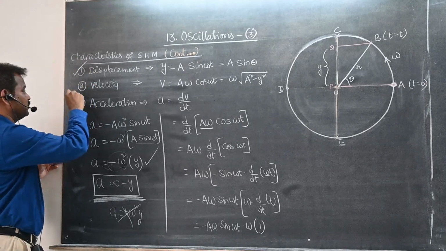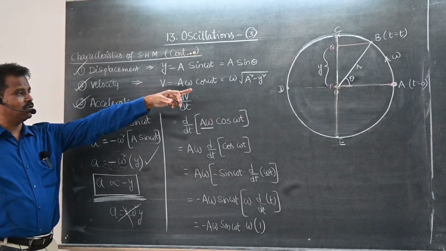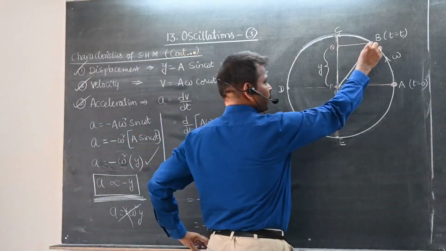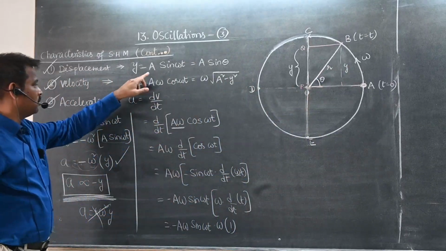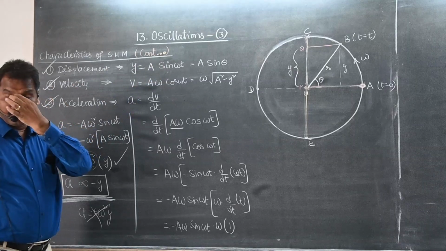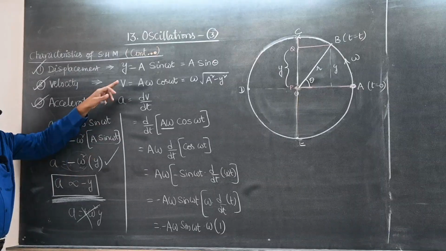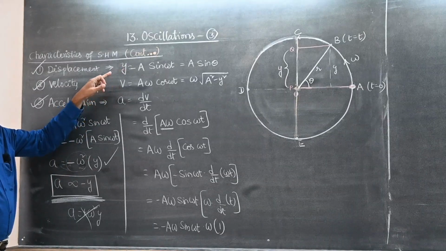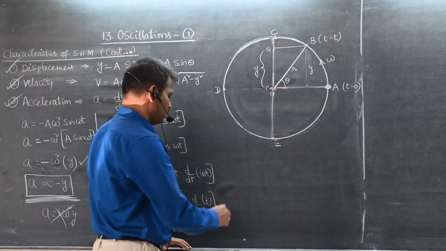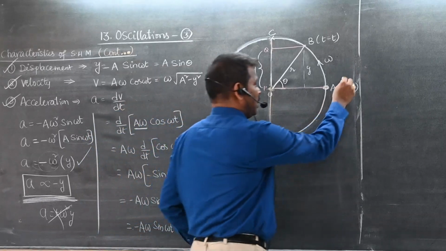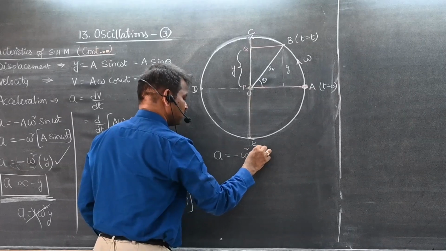First one, displacement. Second one, velocity. Third one, acceleration. Displacement is obtained by using this trigonometric ratio. Taking sin theta as y by r, y is equal to a sin theta, or a sin omega t. Differentiating displacement, we get velocity. Differentiating velocity with respect to time, we get acceleration. And finally we got acceleration. Now the acceleration of this body we can write as minus omega square y.